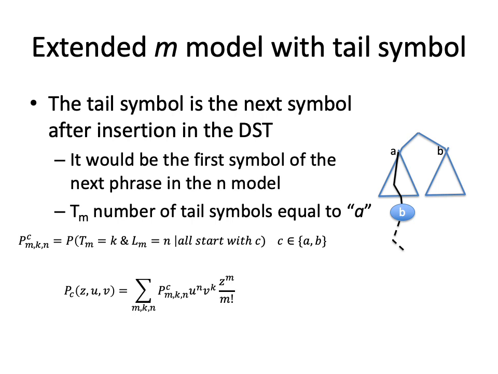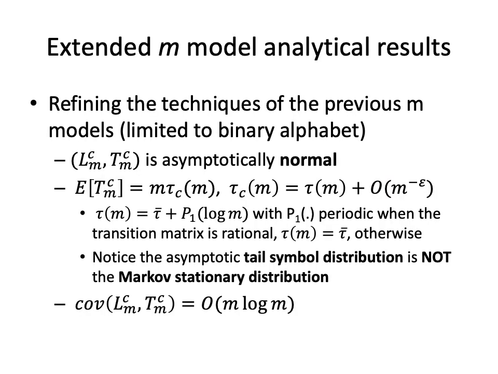We consider the probability generating function, and we get the following nonlinear differential equation, which is very similar to the previous equation we have seen, with the difference that this has three variables instead of two. We use the same techniques, and this work is limited to the binary alphabet. We get that the tuple of path length and the number of tail symbols is asymptotically normal. And we have linear behavior of the average of the number of tail symbols equal to symbol A, with the same property when we have a periodic, rational, versus non-rational transition matrix.